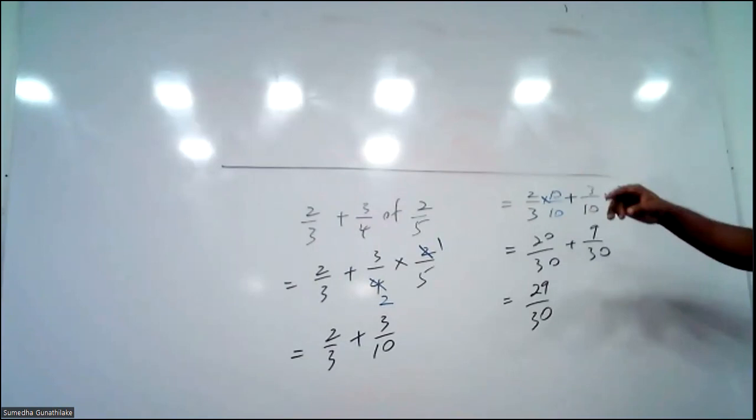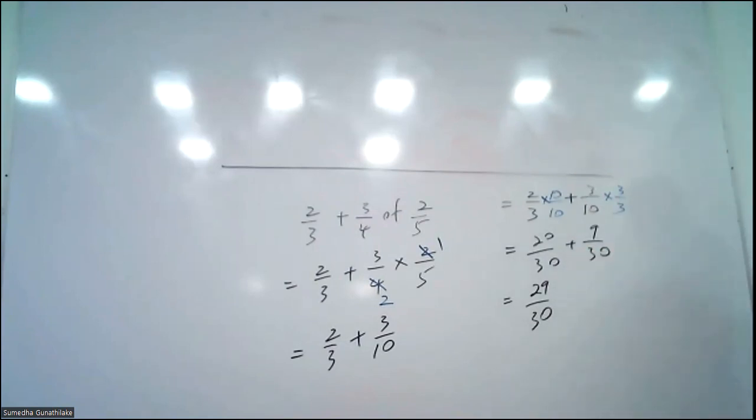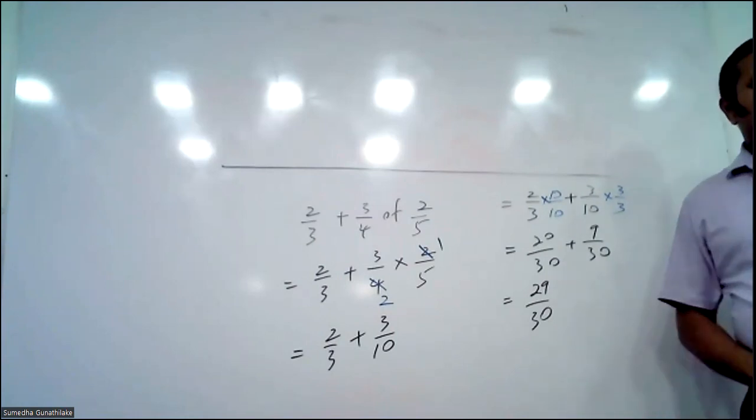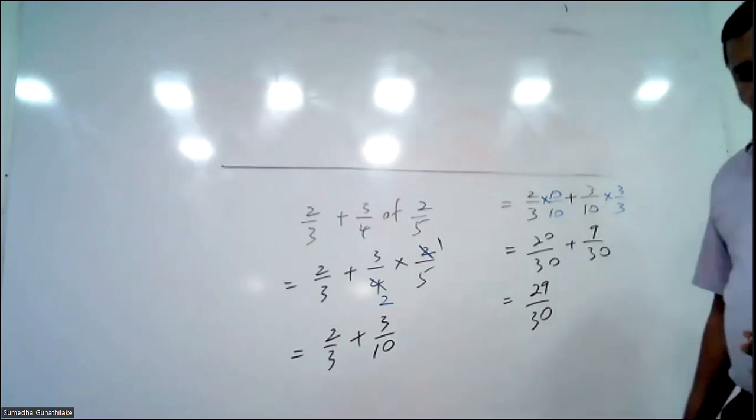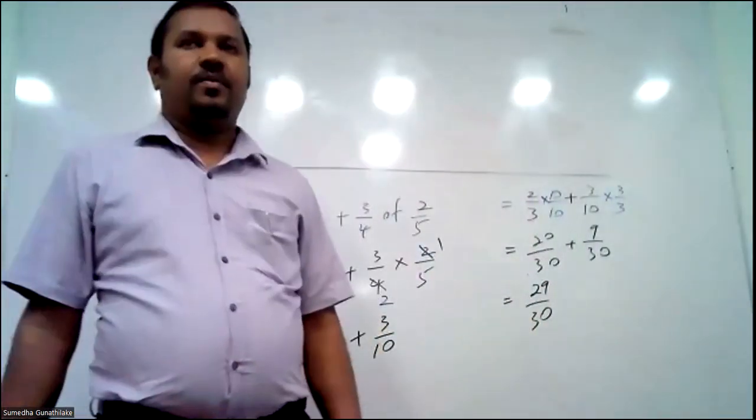Let's do the of operation, thereafter the addition. Then we have to equalize the denominators. Because they are unlike.